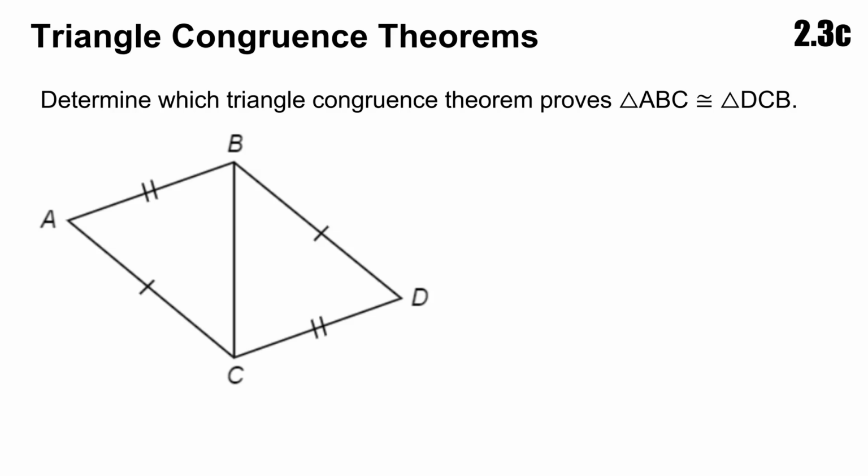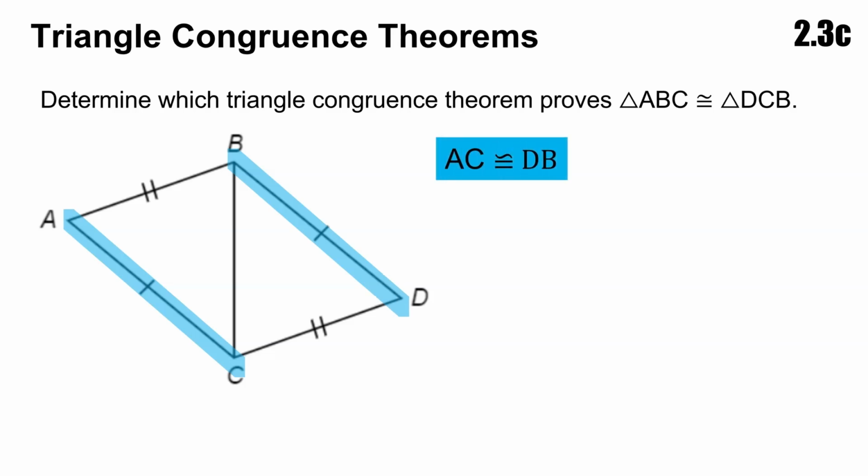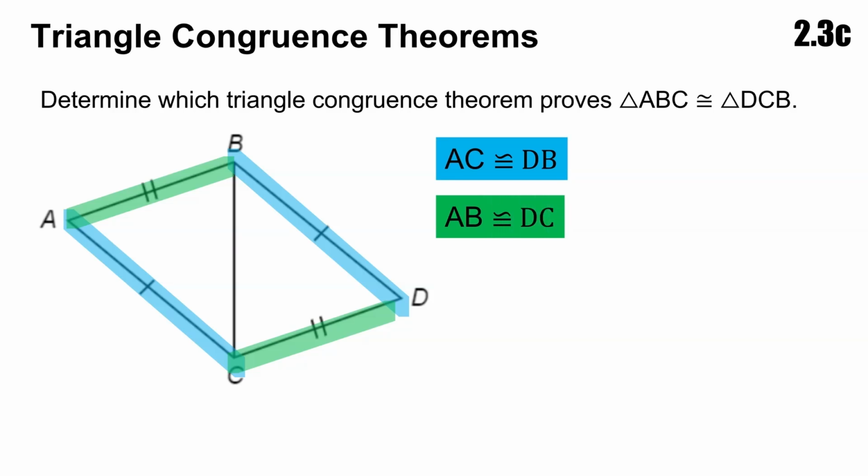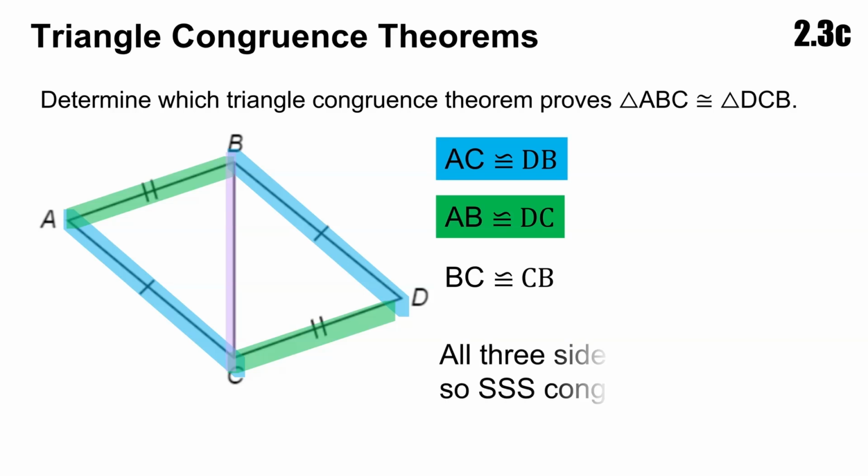This problem asks to determine which triangle congruence theorem proves triangle ABC is congruent to triangle DCB. First, the single slash marks indicate that side AC on ABC is congruent to side BD on DCB. Second, the two slash marks indicate that side AB on ABC is congruent to side DC on DCB. Lastly, the reflexive property states that side BC is congruent to side BC. Since both triangles have three congruent sides, this is side-side-side congruence.